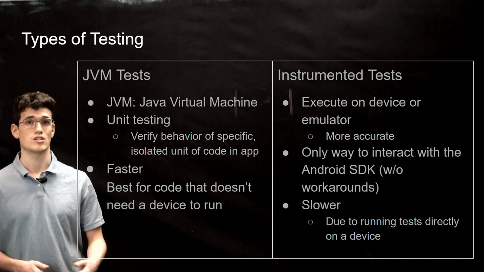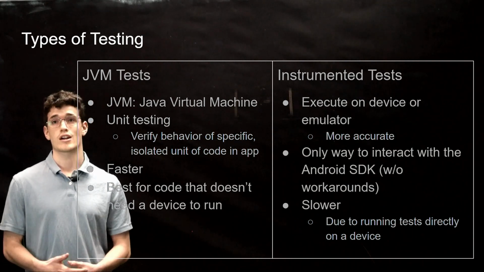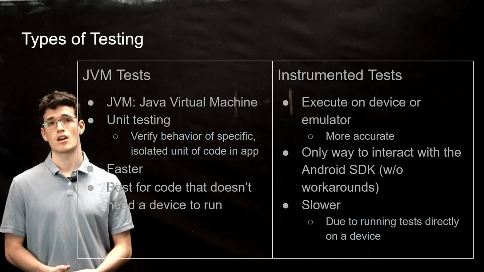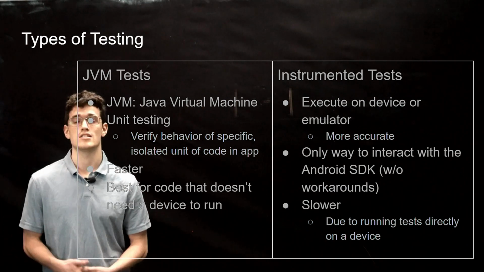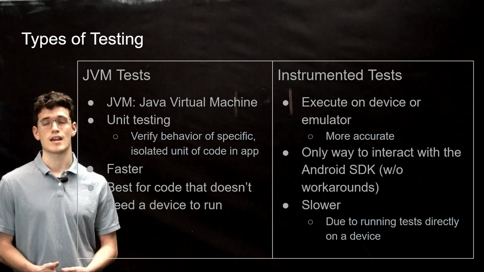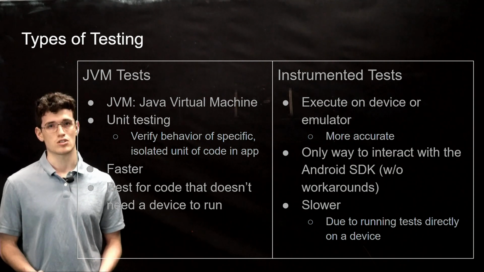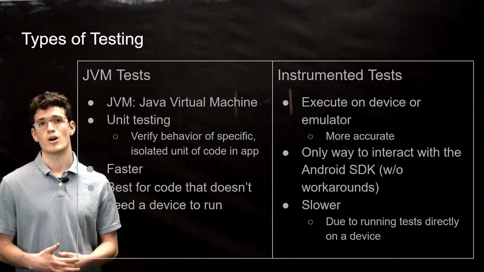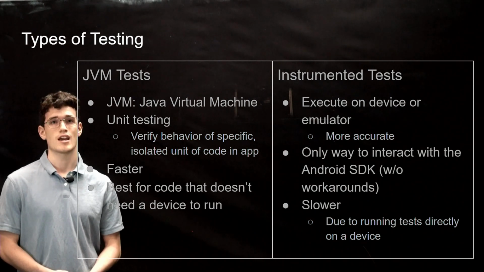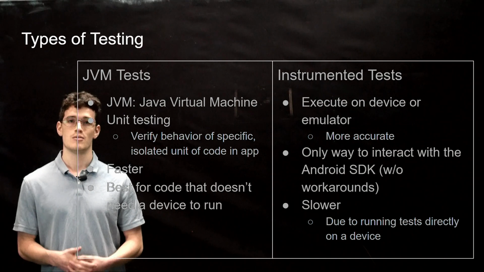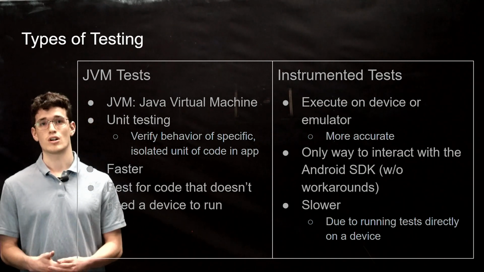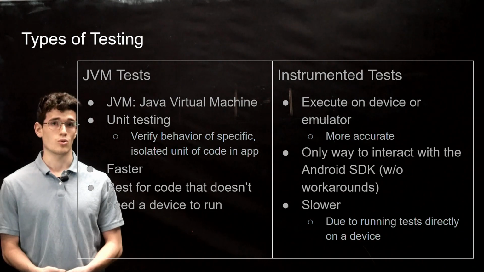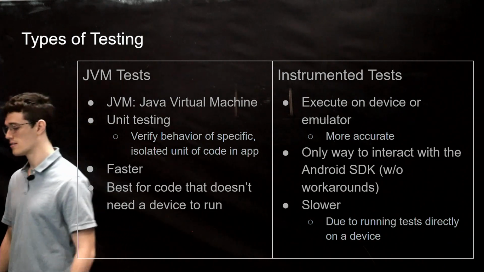That's what brings us to instrumented tests, which are actual tests that execute on the device or emulator. And because of this, they are more accurate, and it is the only way to actually interact with the Android SDK in a traditional sense. There are some workarounds that we can do, but in general, if we want to interact with the Android SDK, we want to use instrumented tests. However, this type of testing is slower due to the fact that we have to run an actual device or emulator in order for these tests to run.